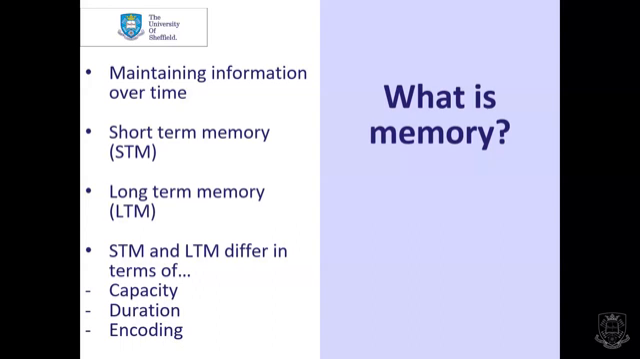Short-term memory and long-term memory differ in terms of their capacity, duration, and encoding processes. Capacity relates to the amount of information in which each of these memories can store. Duration relates to the length of time for which they can store information for. Encoding processes capture how that information is represented within the mind.